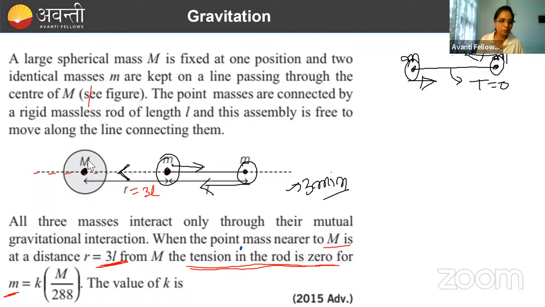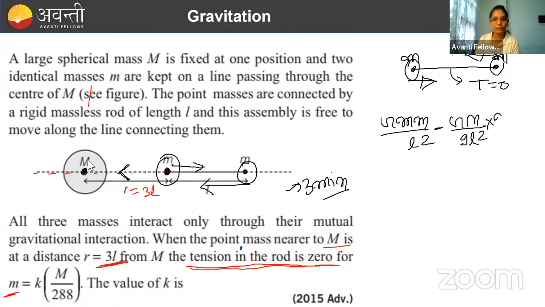So what will be the net force on this small m? What I'm going to write here is Gmm by L square, because the distance between these two small masses is L, and the gravitational field because of this capital M mass at distance 3L will be GM by 9L square, and the force is acting on a small mass m, so field into mass. So the net force acting on this small mass m is this much.